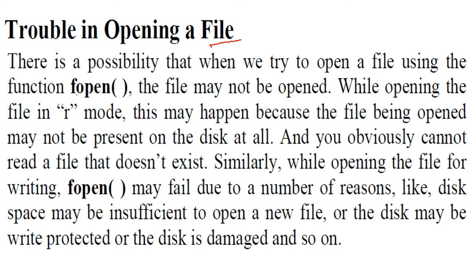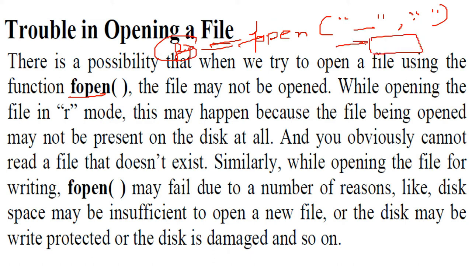So fopen we use for opening a file, and in this fopen we are passing the name of the file in double quotes, and the mode in double quotes. Now when we try to open and assign it to fp, the fp should get the pointer to the first character of the file, but it may happen that the file doesn't exist. So what will fopen do? It will fail. How will it indicate that it is failing? It will pass null to fp, right?